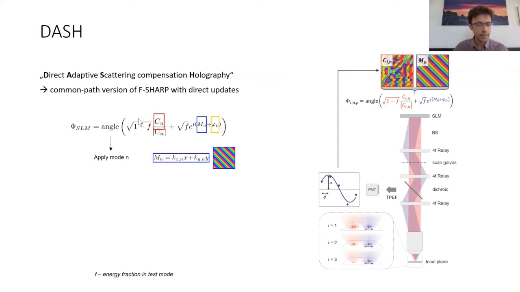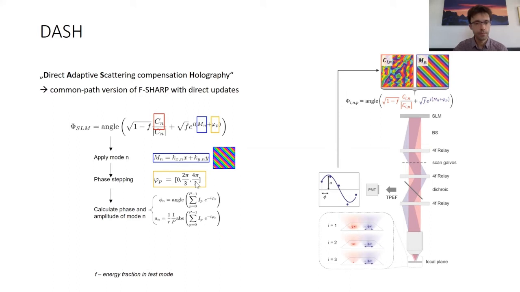And Cn is the corrected beam, and in the very first measurement, of course, we don't know anything about our turbidity or the scattering function, so we simply set Cn to an array of ones. We display the first plane wave mode, for instance. We phase step it, and this is done all by the SLM itself. So there you see, in contrast to F-sharp, we need here a fast modulator because all mode changing and phase stepping is done by the SLM.